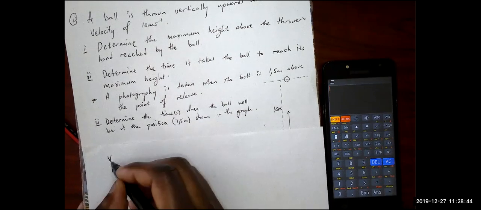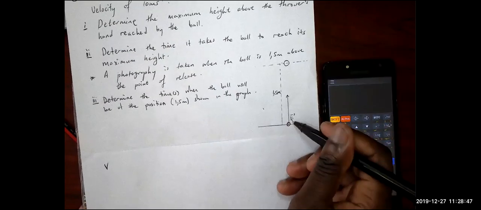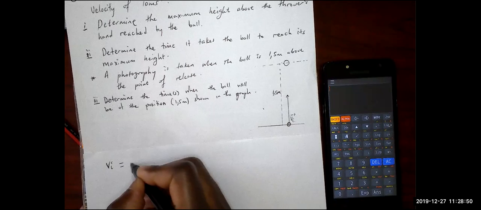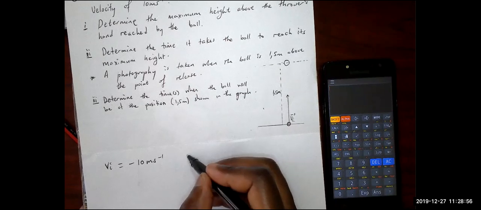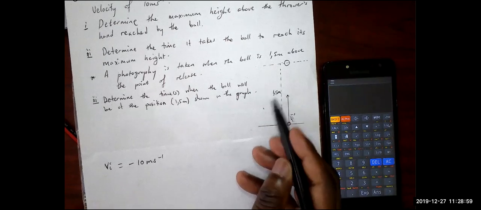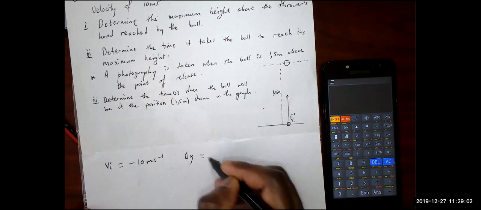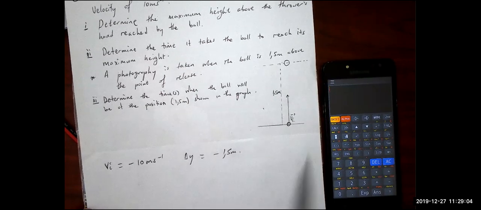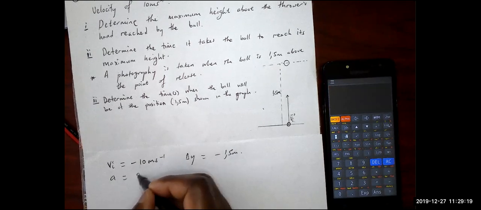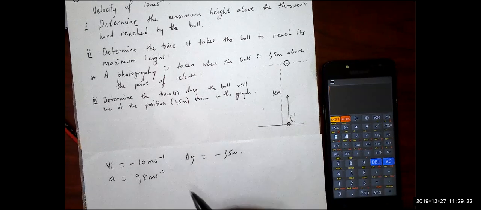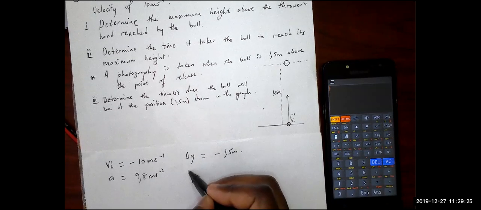So we're going to say, all right, our V initial is -10 meters per second. Then our displacement, which is change in y, is also -1.5 meters because it's above this. We are going this direction here. Then what else do we have? We are looking for what? Acceleration is 9.8 meters per square second, and we're looking for change in time.